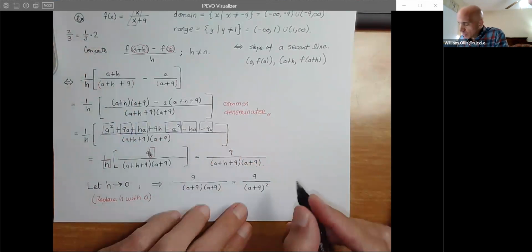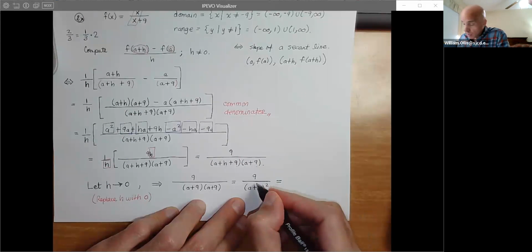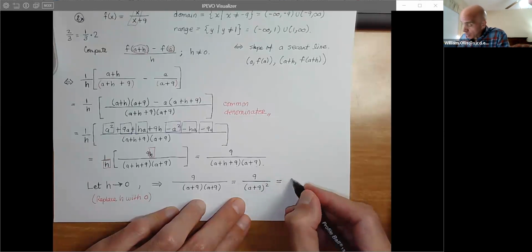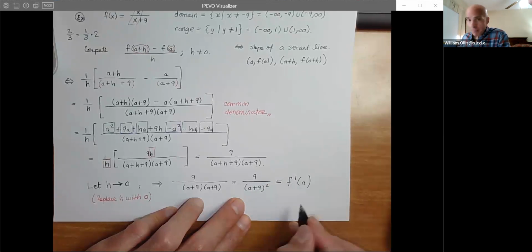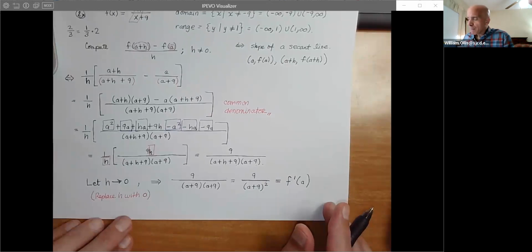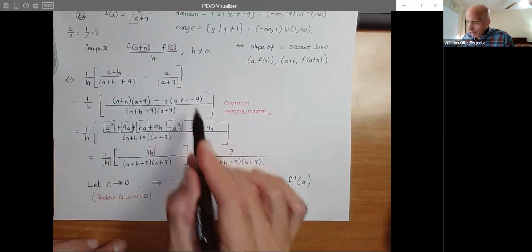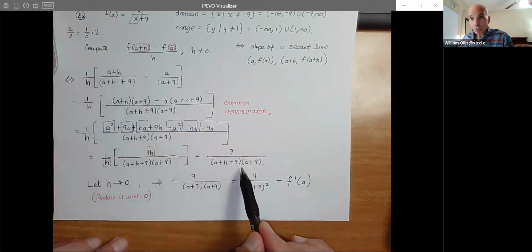So now here is the notation that you will use in calculus. This number here, 9 divided by a plus 9 quantity squared, is what we call f prime of a. That's basically the derivative of the function at a. And there are other notations for this. But I don't want you to think, well, we're learning calculus. No, this part right here is really calculus. I just want you to be able to go from here to here.